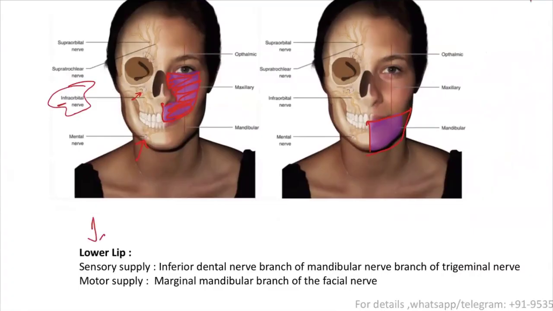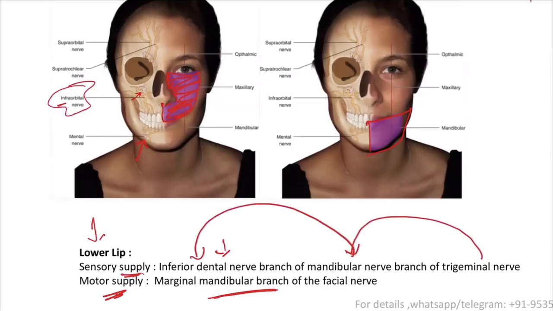the sensory supply to the lower lip. The motor supply is by the marginal mandibular branch of the facial nerve. The sensory supply is by the inferior dental nerve, a branch of the mandibular nerve, a branch of the trigeminal nerve. So the trigeminal branch is the mandibular nerve, and its branch is the inferior dental nerve, which supplies the sensory part. The facial nerve's branch is the marginal mandibular branch, which supplies the motor part of the lower lip. This was tested previously, that's why I've specifically mentioned it here. Otherwise, it was a very difficult question to answer.